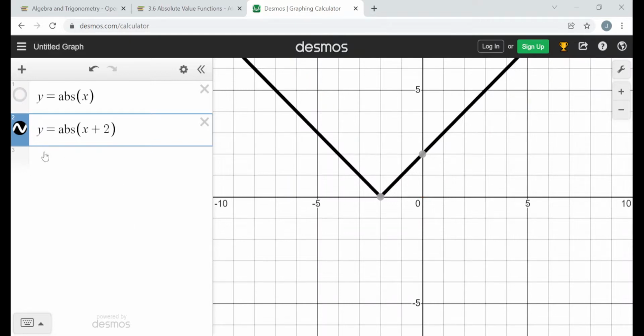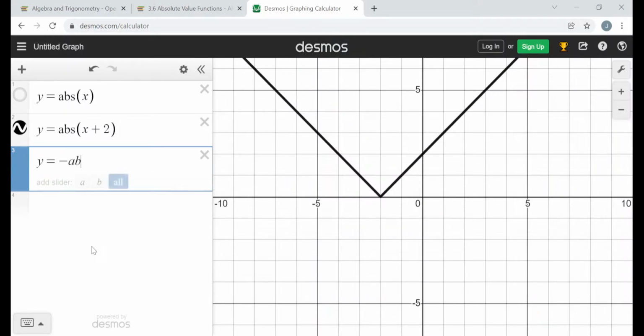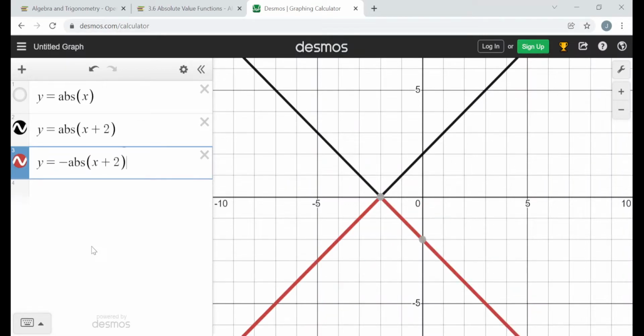So now we're on this graph. Then we were asked to vertically flip it, flip it across the x-axis. And that's just taking the previous rule and multiplying it by -1. So now I have -1 times the absolute value of x plus 2, and do you see that? The black graph and the red graph.